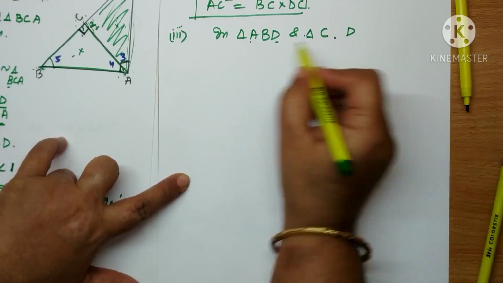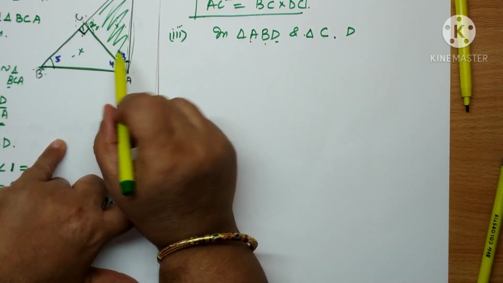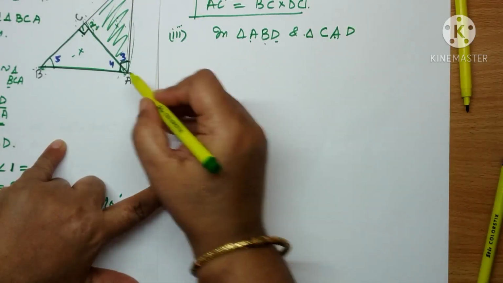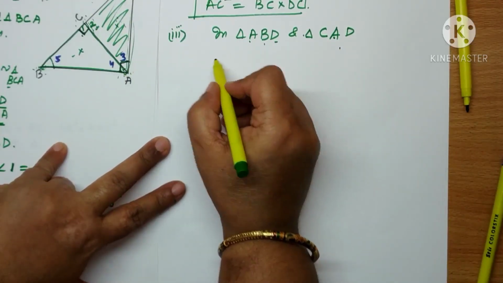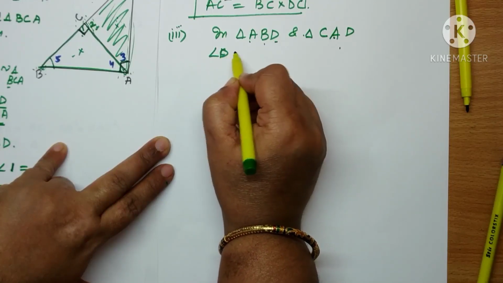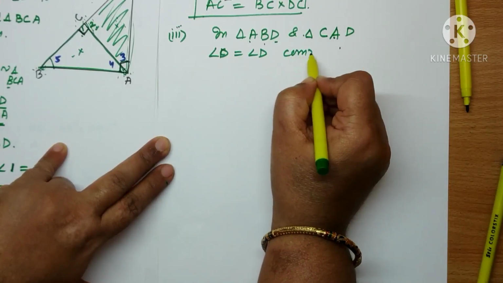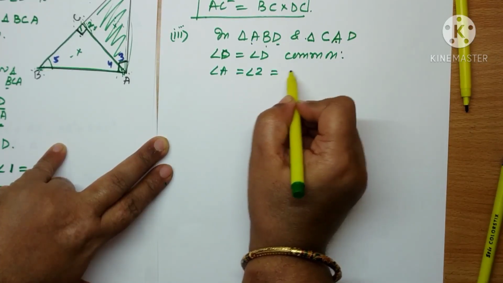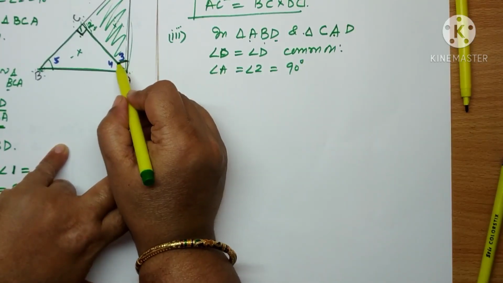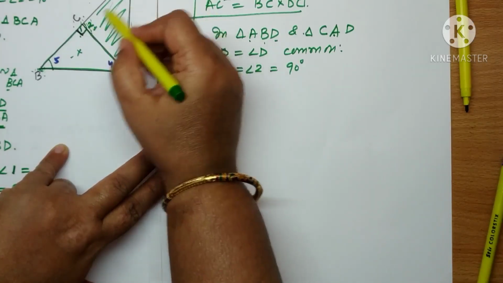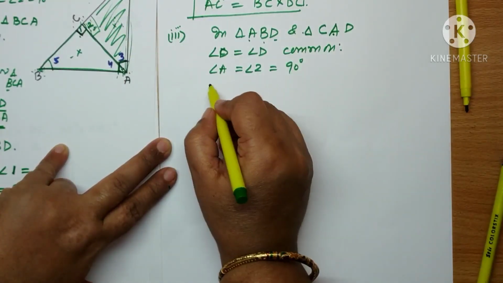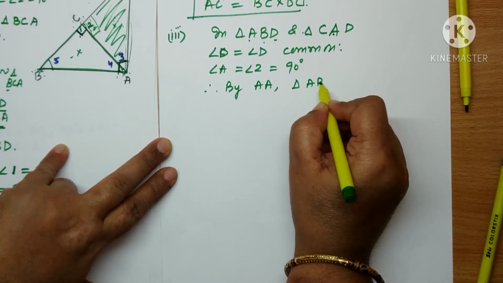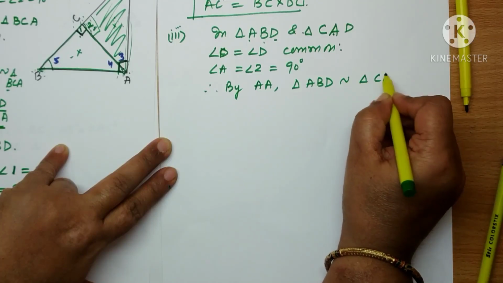So B will go with, I have this triangle CAD, that means the third vertex is A, so CAD. We have angle D is equal to angle D, common. Then angle A is equal to angle 2 equal to 90 degrees. In the bigger triangle I have angle A, in the smaller triangle we have angle 2. Therefore by AA criteria I have triangle ABD similar to triangle CAD.